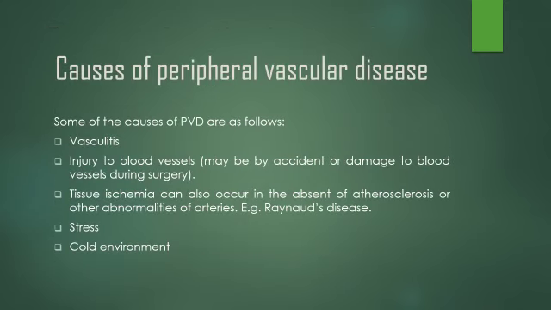Causes of peripheral vascular disease. Some of the causes of PVD are as follows. Vasculitis, injury to blood vessels, which may be by accident or damage to the blood vessels during surgery. Tissue ischemia can also be a cause of atherosclerosis or other abnormalities of arteries. Example, Raynaud disease. Stress, cold environment.